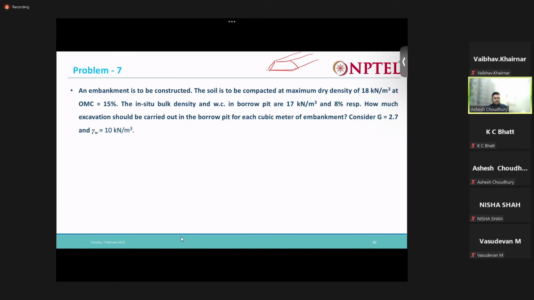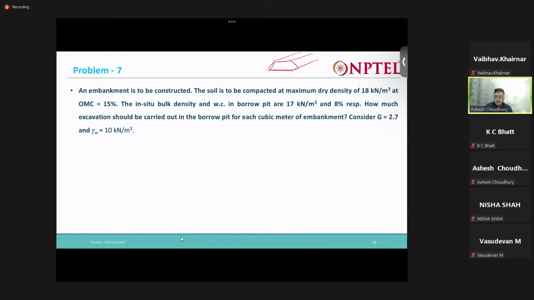So we will be looking into this type of problem next. Soil from some different location needs to be brought to this location, and we know the density which should be there in this embankment. So we need to find out how much should be carried from that different place.